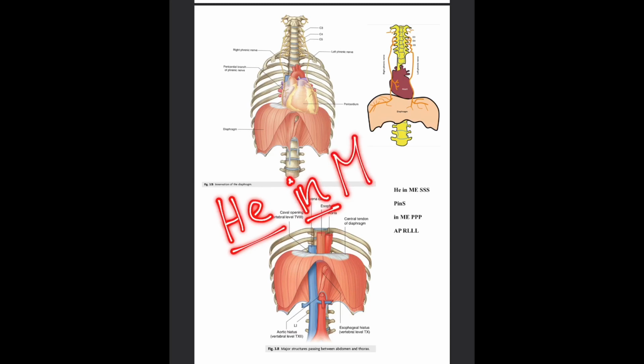The letter M stands for musculophrenic artery, and the letter E stands for epigastric vessel, superior epigastric vessel. The first S stands for subcostal nerves and vessels. The second S stands for sympathetic chain, and the third S stands for splanchnic nerves: greater, lesser, and least splanchnic nerves.